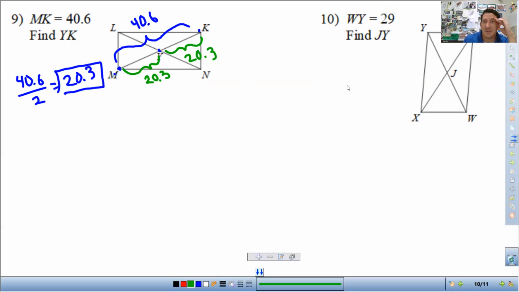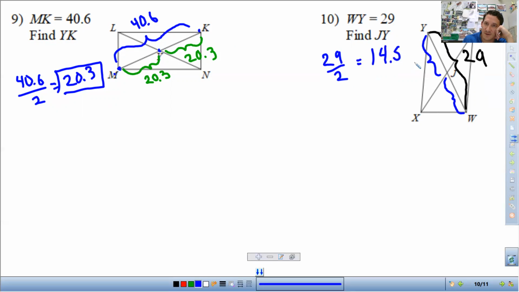This is the same one. Finding WY, from Y to W is 29. Then you need to figure out how far J to Y is, and the other way. These are going to be the same, right? You just divide this in half. So 29 divided by 2 is 14.5. So these are each 14.5.